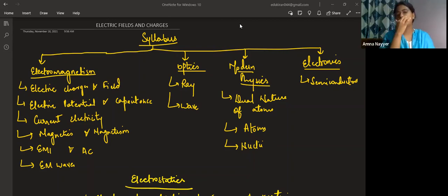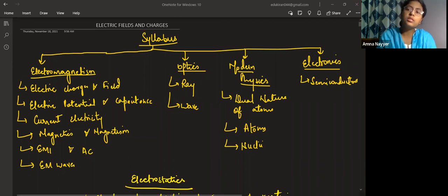See, for your class 12, this is the basic syllabus that I had discussed. So I think you must be aware of the syllabus. You have the electromagnetism portion, which is a very huge portion of your class 12, not only from your CBSE board's perspective, but for your entrances as well. Electromagnetism has so many lessons, out of which we had started with electric charges and field.